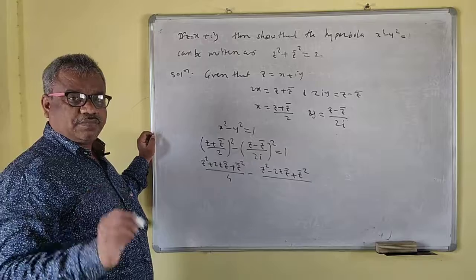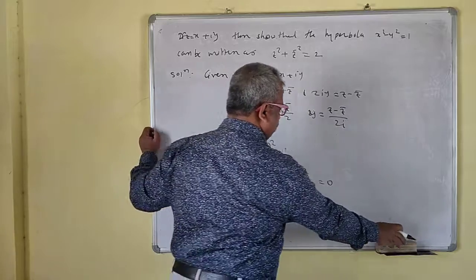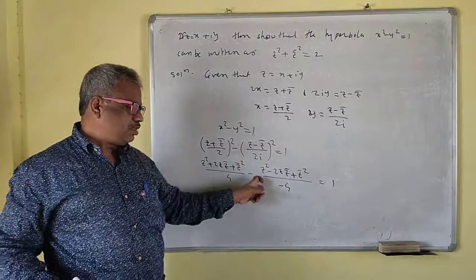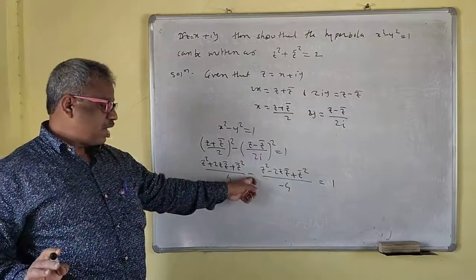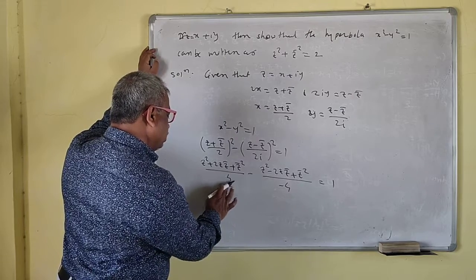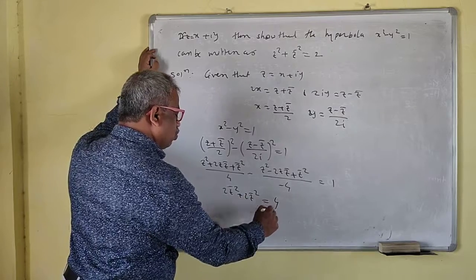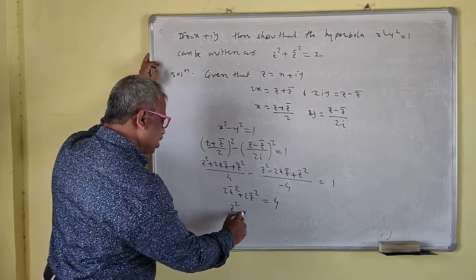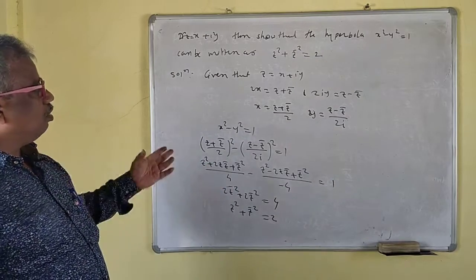4i square, and i square is minus 1. So this is minus 4, and it is equal to 1. This minus minus becomes plus. With the 4, we shift it to that side. You have to take the addition of the numerator only. Minus, minus becomes plus. So the addition of the numerator is twice z square, the middle term gets cancelled, plus twice z bar square is equal to 4 now. Now we will remove this 2. We will divide each term by 2. So this will be z square plus z bar square is equal to 2, and that is what we want. So the problem is over.